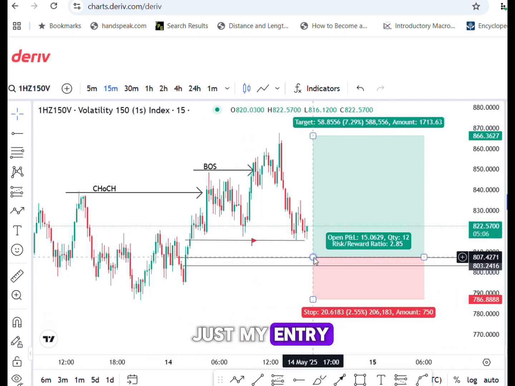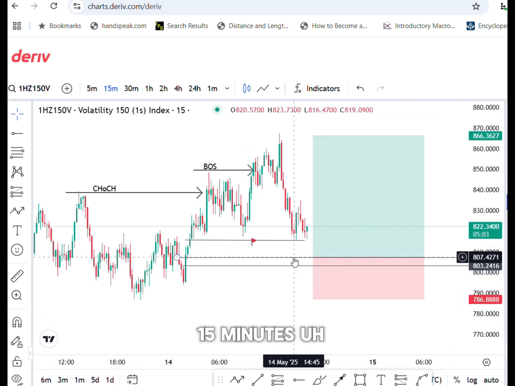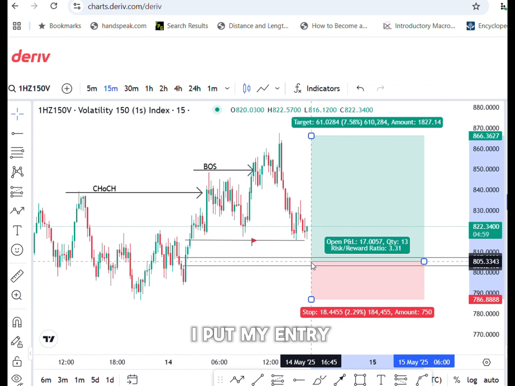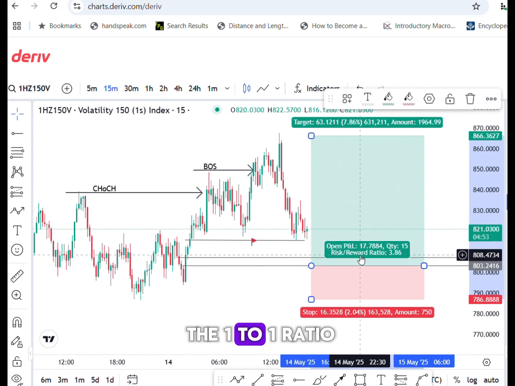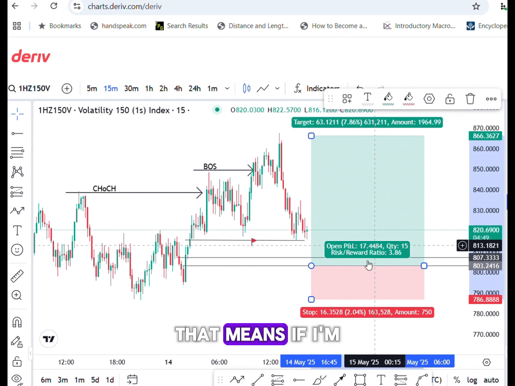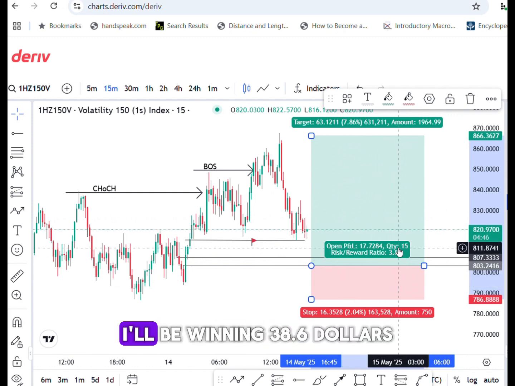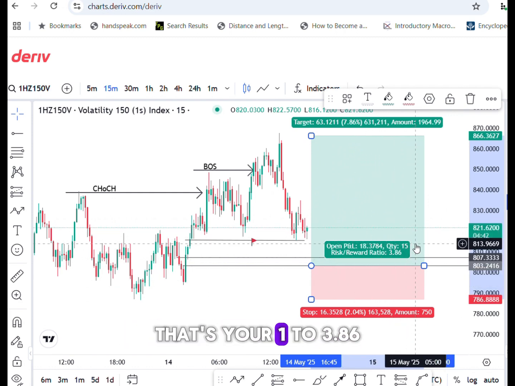So it's either I adjust my entry, I put my entry at 50% on the 15 minutes order block candle, or I put my entry at this point. If I put my entry at this point, then I'll be seeing a 1 ratio 3.86 on this trade. That means if I'm risking $10 on this trade, I'll be winning $13.6. That's the ratio 1 to 3.86.